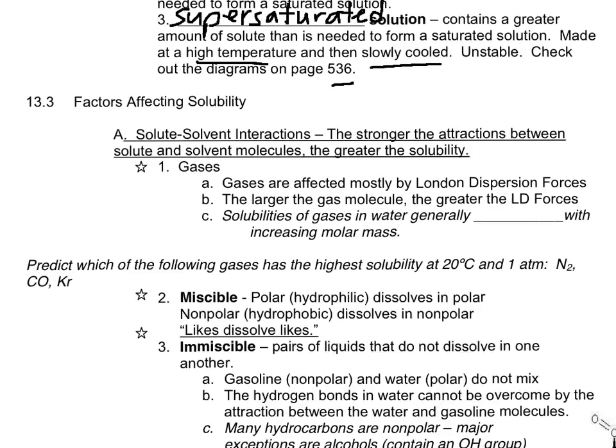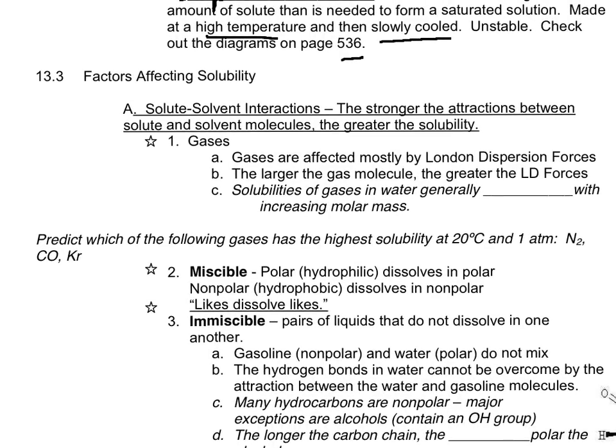Things that can affect solubility. First off, there are the solute-solvent interactions. So the interactions between your solute, like your Na, your Cl, whatever, and your solvent, like your water. The stronger your attractions are there, the more likely it is that it's going to dissolve, all right? And so the greater the solubility.